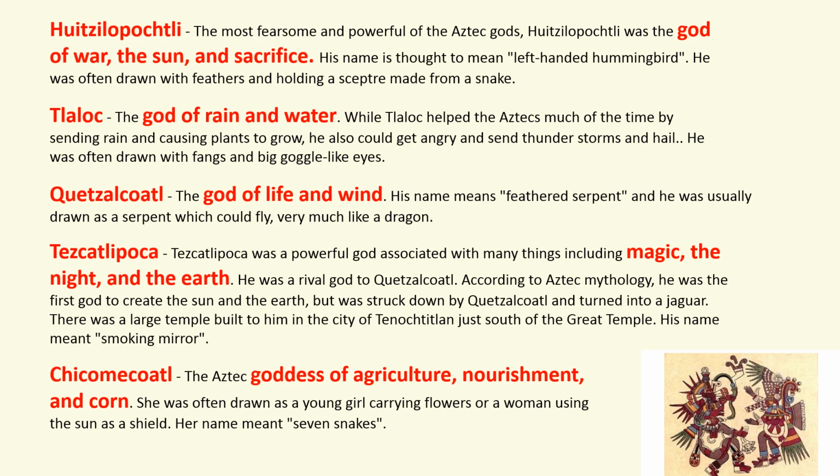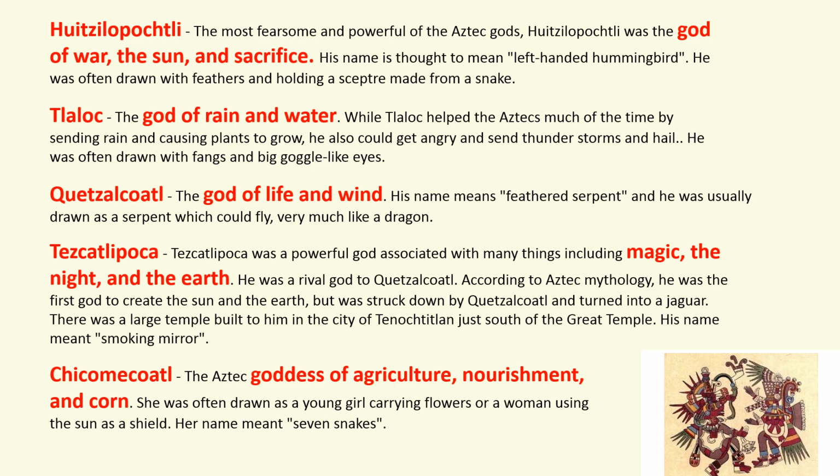Now the Aztecs also had 5 main gods. The names are not so easy to pronounce, but you can read the first one. Just look at it. The most fearsome and powerful of the Aztec gods, who was the god of war, the sun, and sacrifice. His name is thought to mean left-handed hummingbird, and he was often drawn with feathers and holding a scepter made from a snake.